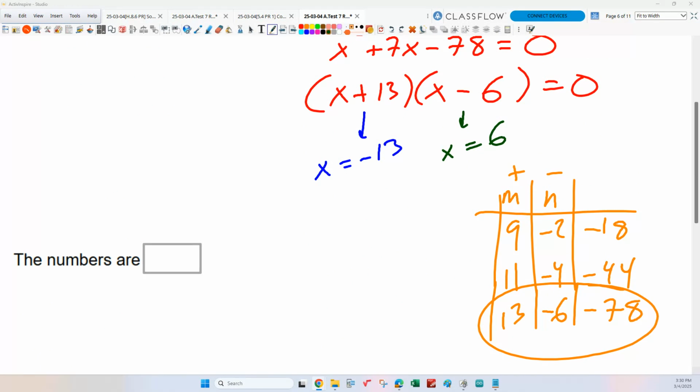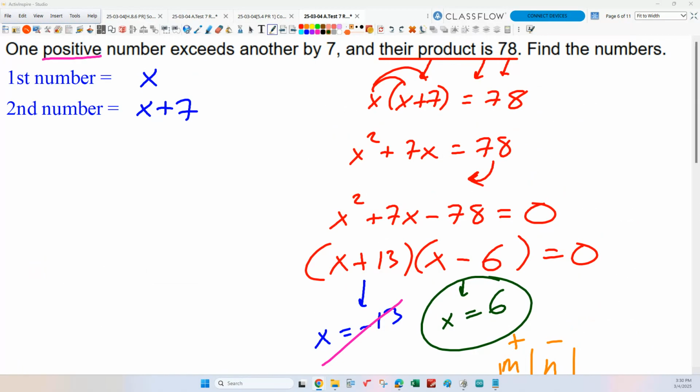Negative 6. Yeah, this is not positive. So I've got to cancel that one out. So my algebra solution, the only one I get to keep, is x equals 6. But I need to find both numbers, right? It says find the numbers.